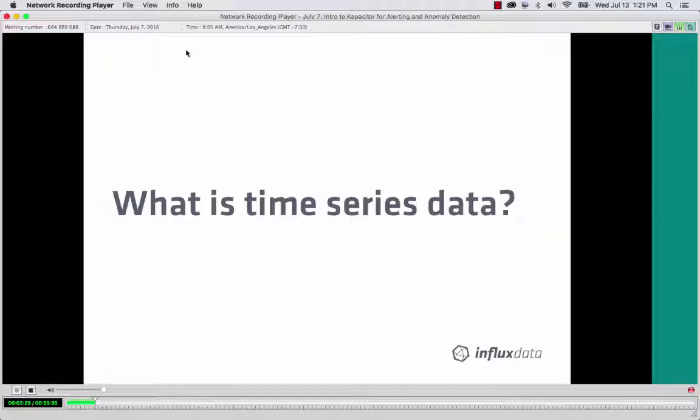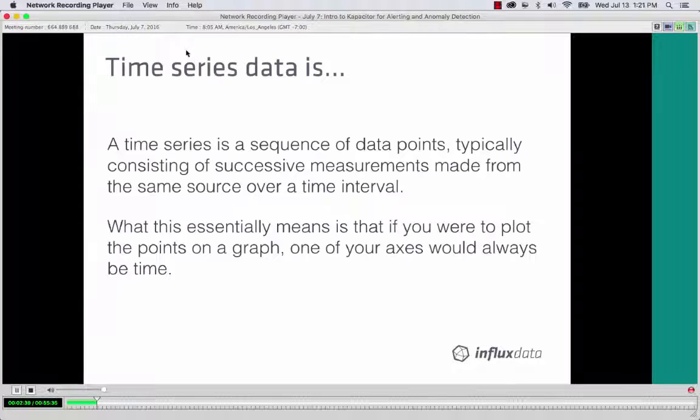Just to do a quick review that I always throw in, if you've ever seen any of the webinars I've done before, I start with an introduction to what is time series data. Time series data, via the Wikipedia definition, is a sequence of data points typically consisting of successive measurements made from the same source over a time interval. What this essentially means is if you were to take all the data that you have and plot it on a graph, one of your axes would always be time. That's the key component to time series: one of the dimensions that you care about is always time.